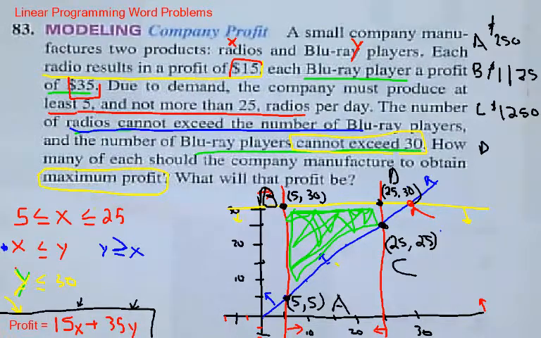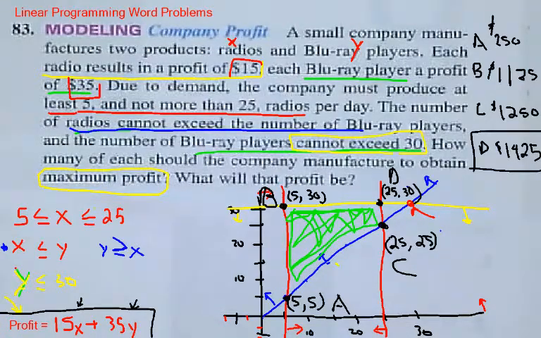And then how about point D? 25 and 30. So we're going to do 15 times 25 plus 35 times 30. Kaboom. And that gives me the maximum. 1,425. So if this was your factory, you would tell the foreman of your factory, hey, I want you guys to make 25 radios and 30 Blu-ray players, right? Because this is point D.